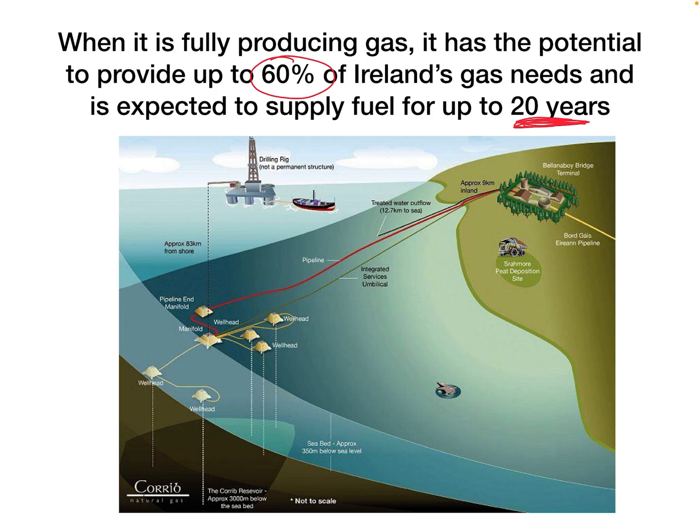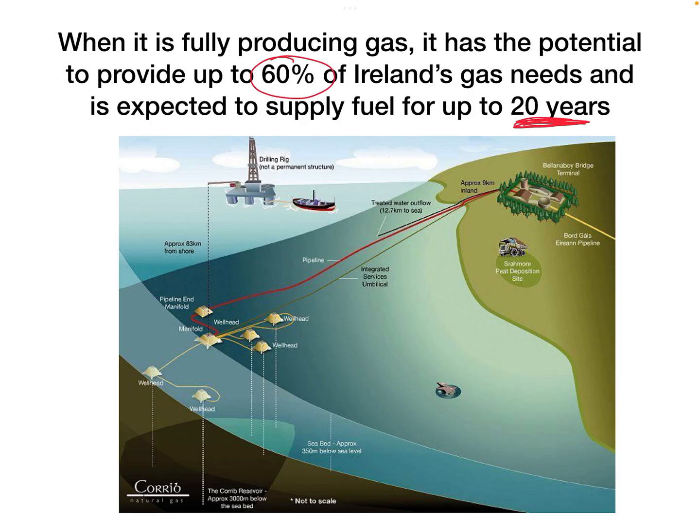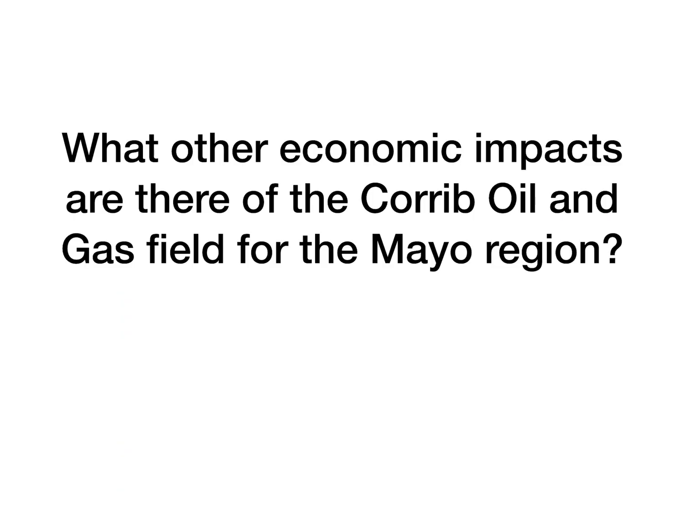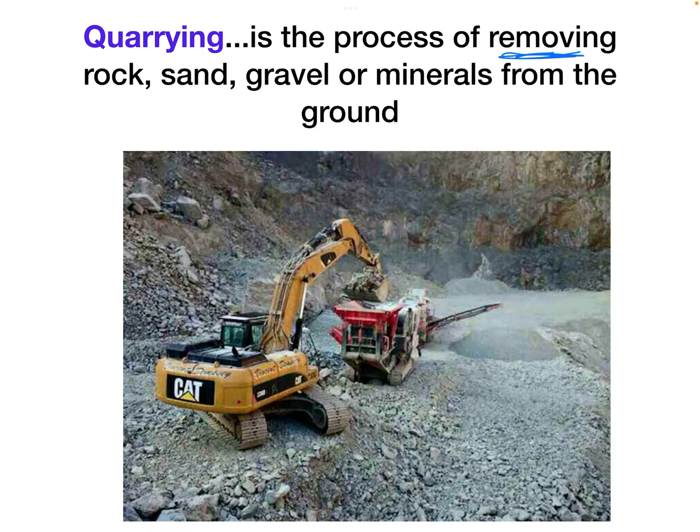It does, at the moment, give us 60% of our gas needs. And that still leaves us 40% short. And at the moment, we've nothing to replace that when the Corrib runs out. Okay, but economically, it creates a lot of money for the companies involved in it that are selling the gas, and it creates a lot of jobs, and those jobs are earning wages. So that's good. Okay, other economic impacts of Corrib gas field for the Mayo region, like I said, creating jobs, spin off effect on the restaurants, etc.